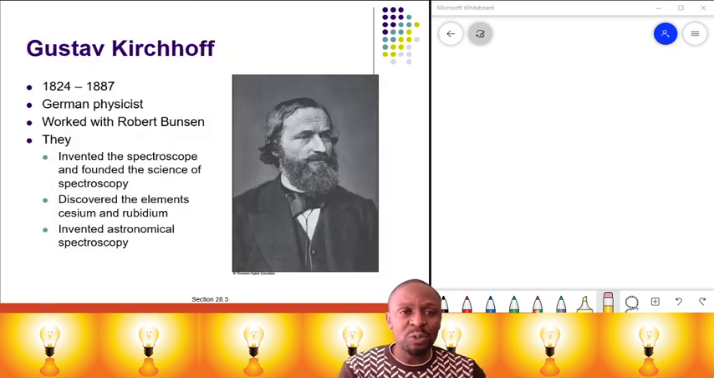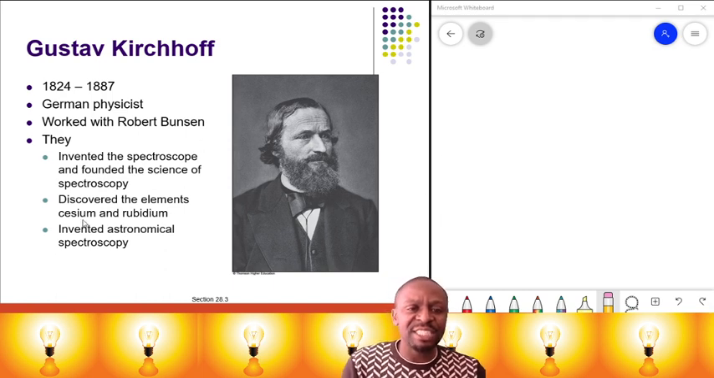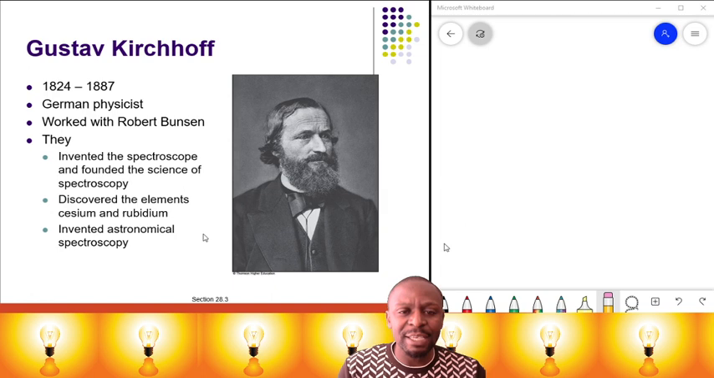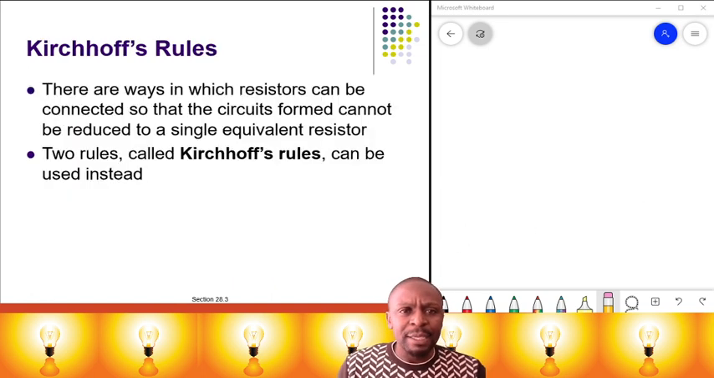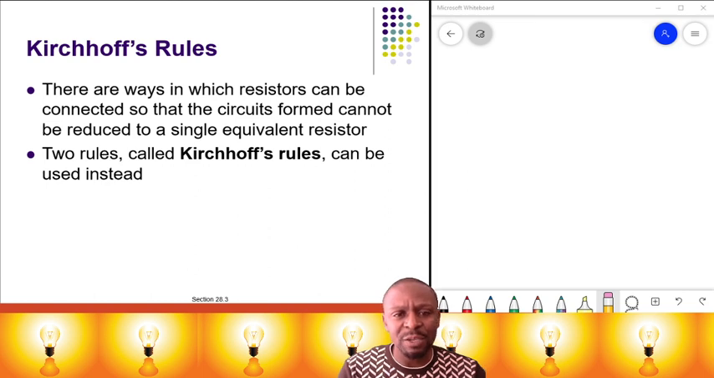Right, let me also introduce you to Gustav Kirchhoff. He was a German physicist who worked on spectroscopy. He founded the science of spectroscopy, and he also discovered two elements in your periodic table, which are cesium and rubidium. He also invented astronomical spectroscopy. Now for Kirchhoff's rules, there are ways in which resistors can be connected so that the circuits formed cannot be reduced to a single equivalent resistor. Two rules called Kirchhoff's rules can be used instead.